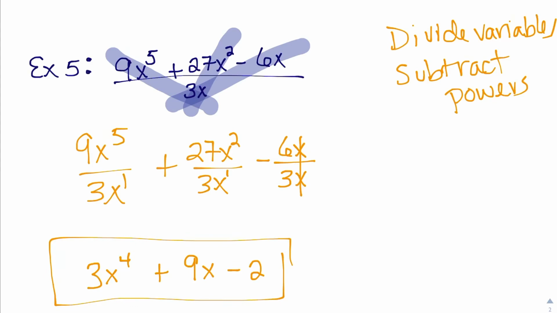Each one of those powers in the numerator are now one power less because we divided by an x to the 1st. Right? So go ahead and give that Schoology practice a try.